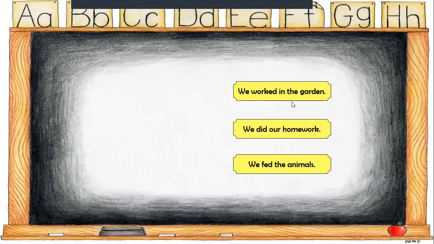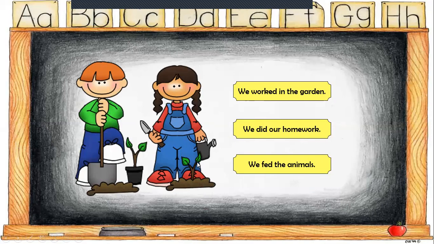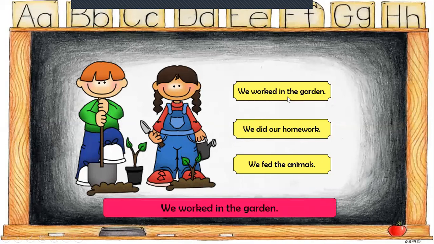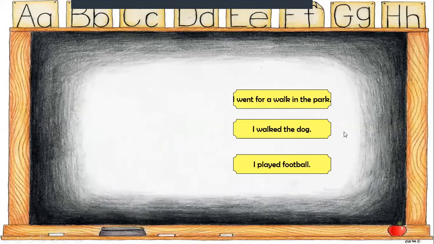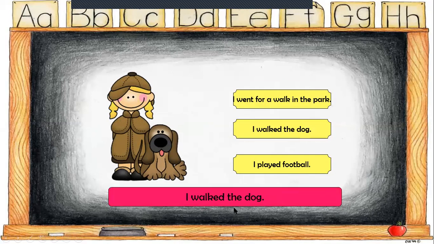We worked in the garden. We did our homework. We fed the animals. What did they do? What did we do yesterday? We worked in the garden. Very good. Next, I went for a walk in the park. I walked the dog, I played football. So what did our little Sherlock Holmes do? She walked the dog.